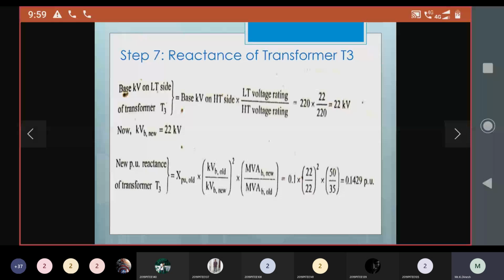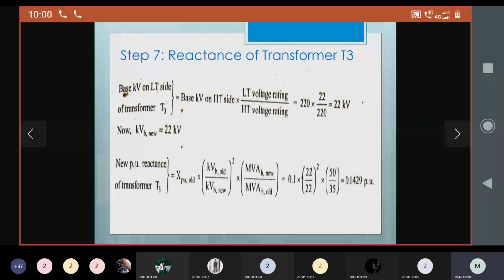So based on the kV new as 22, you just calculate the new reactance for T3 as well as G3. So X per unit old is 0.1, kV old is 22, new is also 22, MVAb new is 50 and old is 30, you get 0.1429. So next last one is your G3. So reactance of the generator G3, X per unit old into kV old by kV new the whole square into MVAb new by MVAb old.